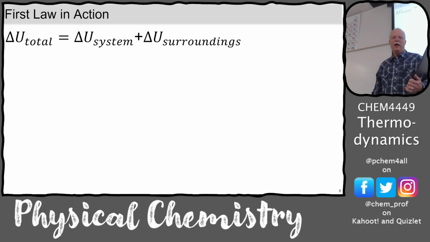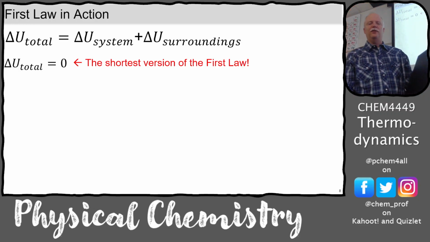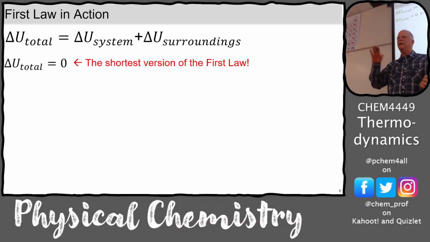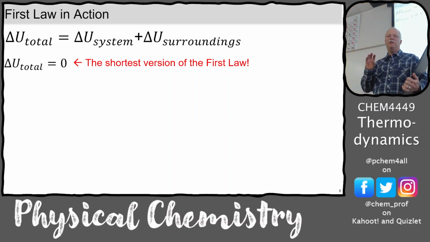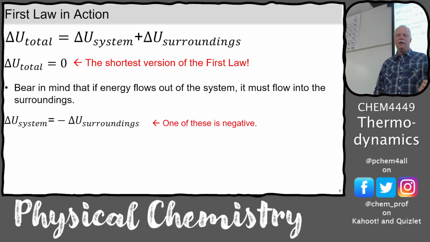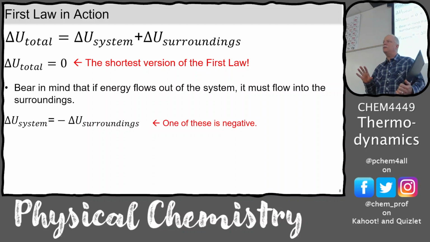So here's the first law in action. The total energy change is made up of the system and the surroundings. The shortest version of the first law is that the total energy of the universe is unchanged. Right? Energy is neither created nor destroyed. And so the total equals zero. Therefore, the system and the surroundings are equal to each other, but with opposite sign. So one of those is negative. Either the system is negative and the surroundings is positive. Therefore, we have that opposite sign in the middle. They're equal and opposites of each other.